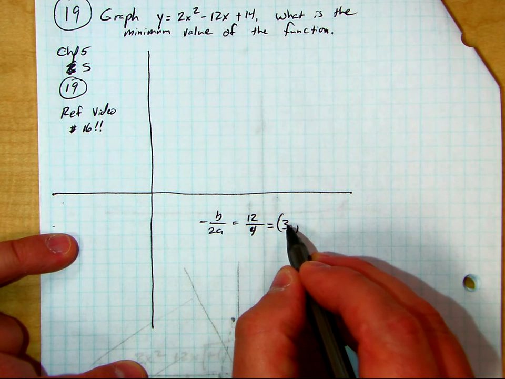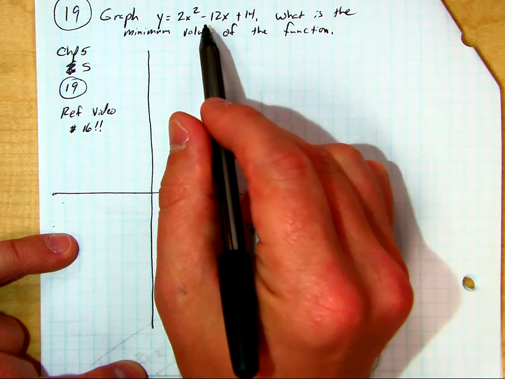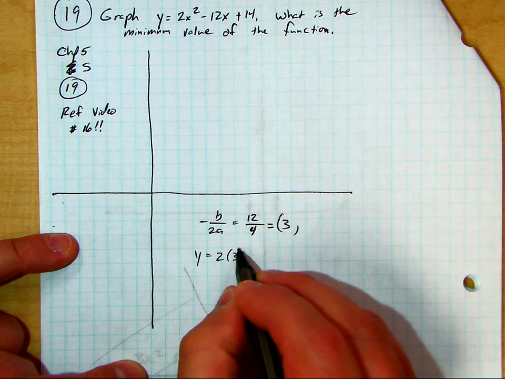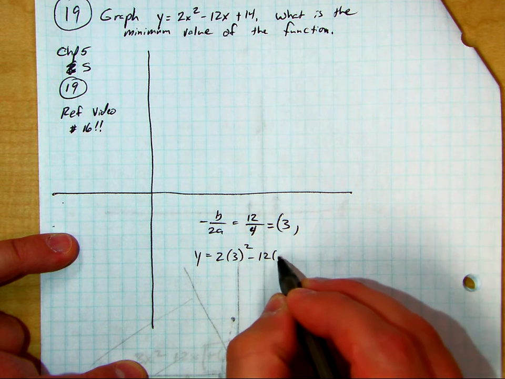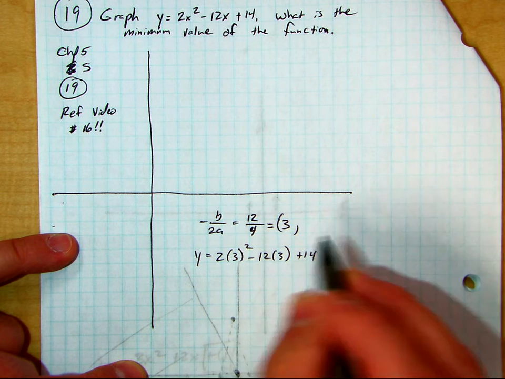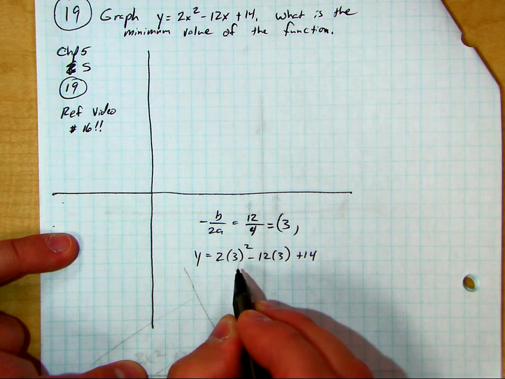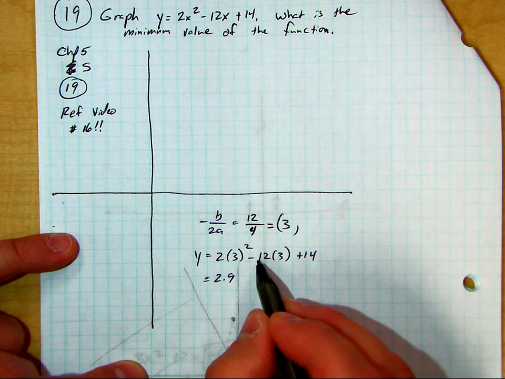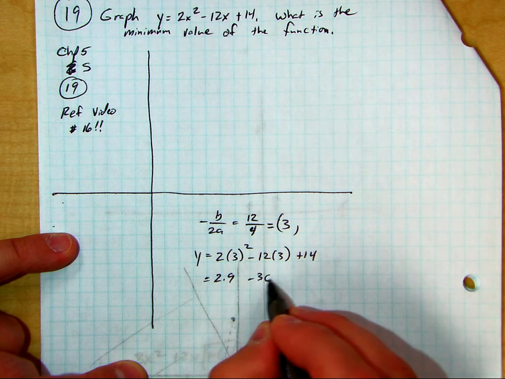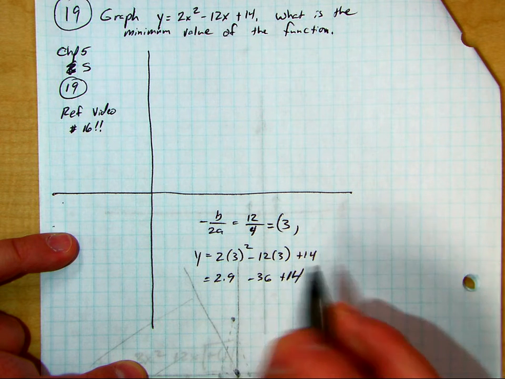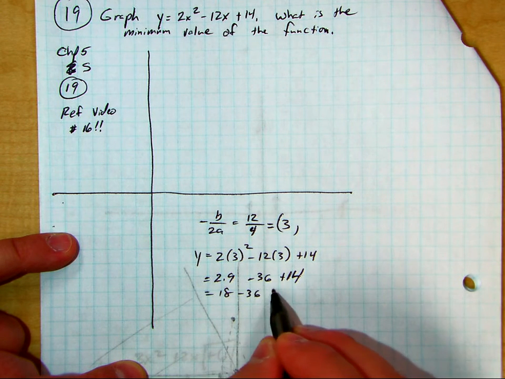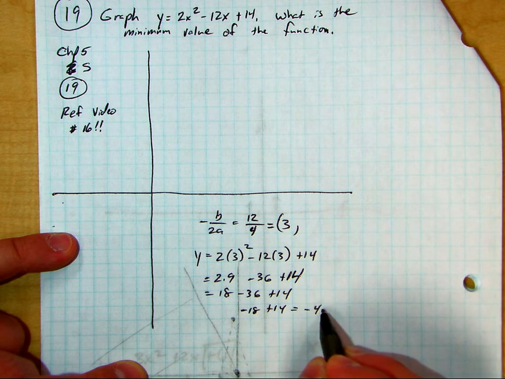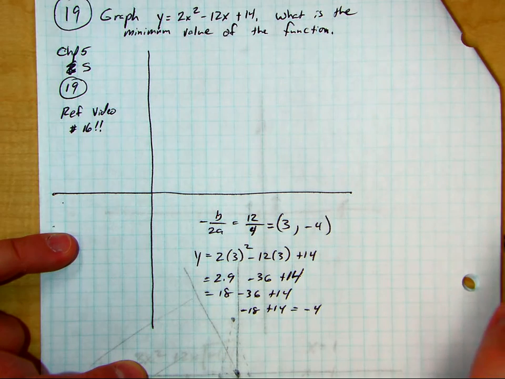So then, when we find 3, we have to plug this value back into the function and find out what the y-coordinate of the vertex is. So y is going to be 2 times 3 squared minus 12 times 3, and then plus 14. Let's go through the order of operations and make sure we solve all this correctly. First, do 3 squared, that's 9, so it's 2 times 9. And this is minus 12 times 3, which is minus 36, plus 14. So this is 18 minus 36 plus 14. This is negative 18 plus 14, which is equal to negative 4. So the second coordinate of our vertex is right there at (3, negative 4).